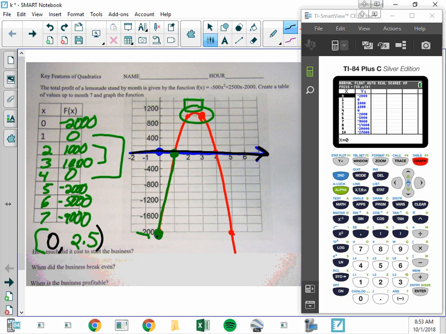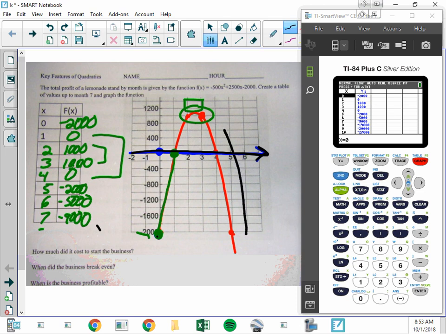Okay, and I think you guys will learn this stuff just fine, but for some reason on the test, a lot of kids forget to label the x-axis. They label the y when they should label the x. Okay, when is the graph decreasing?